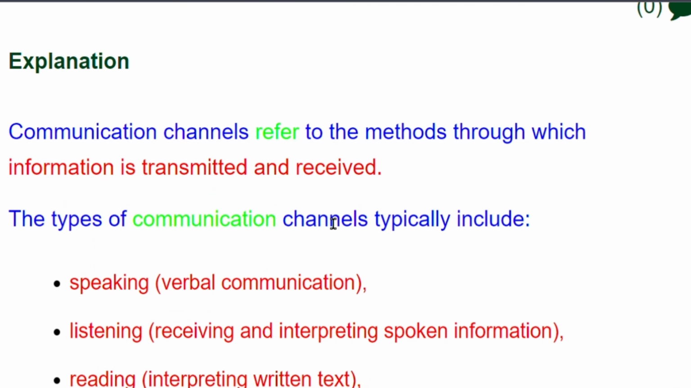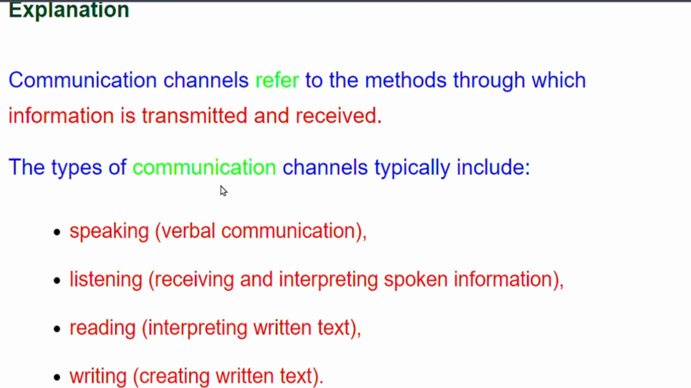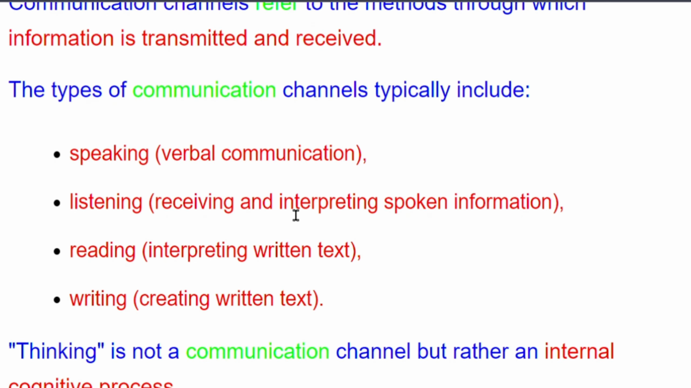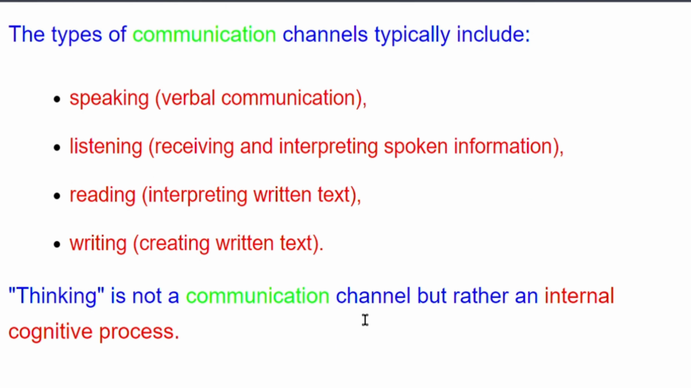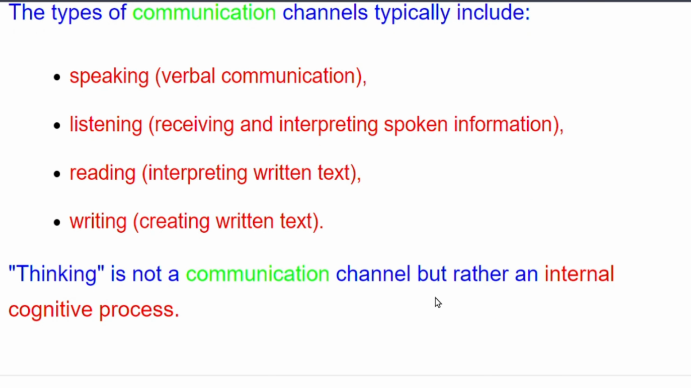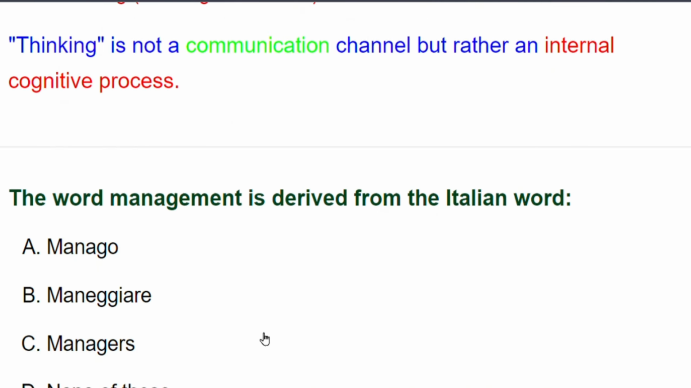Which is not a type of communication channel? Thinking. Explanation: communication channels refer to the methods through which information is transmitted and received. The types of communication channels typically include speaking, verbal communication; listening, receiving and interpreting spoken information; reading, interpreting written text; and writing, creating written text. Thinking is not a communication channel, but rather an internal cognitive process.